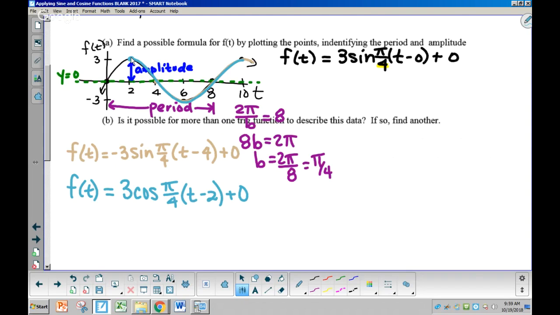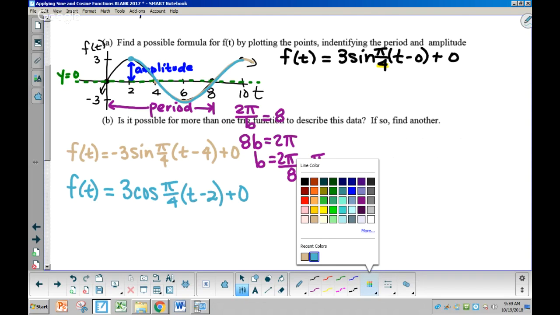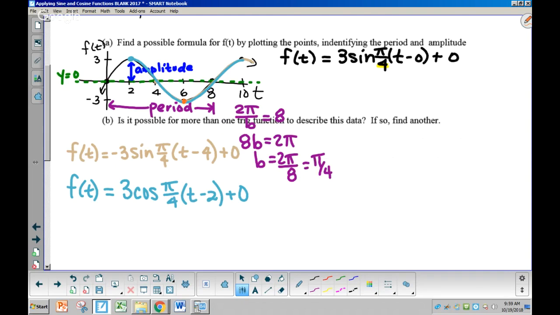On a quiz or test, I would never ask you to show the d. You wouldn't have to show that. All right. Let's just name a negative cosine. Start at 6. Yep, we'll start at 6. And that would be a negative cosine, even though we don't see the entire curve. Okay, so that curve would be -3 cosine of pi over 4 times t minus 6 plus 0.